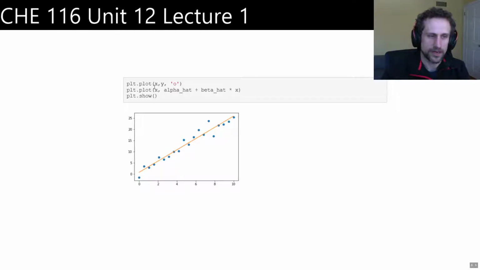It's the y's that have the randomness. So x is always true, it's always given. Then here is my y line. So these are my y hats. So it's alpha hat plus beta hat times x. Okay, and then that's my regression, that's my best fit line. So are there any questions about this example?